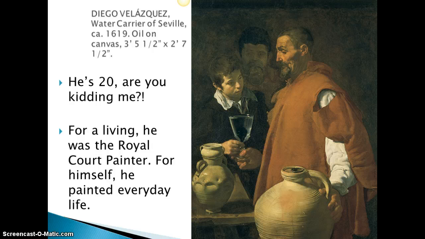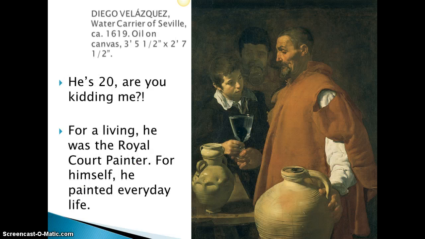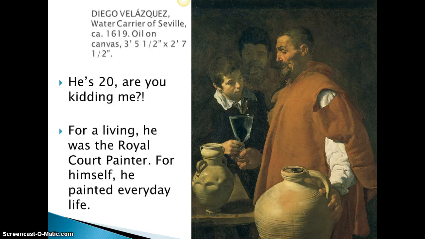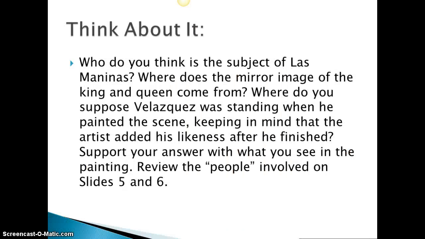Take a look at that glass. This guy was 20 years old whenever he created this. Are you kidding me? And notice how this color scheme looks a lot like the Death of the Virgin. Okay, so notice the time period too, 1619 and 1606. I have a feeling that Velazquez probably saw many of Caravaggio's works.